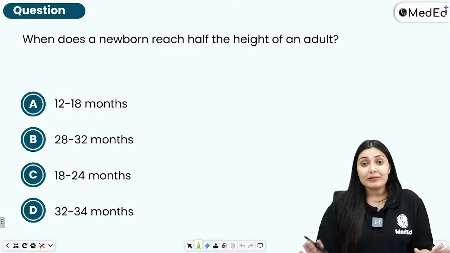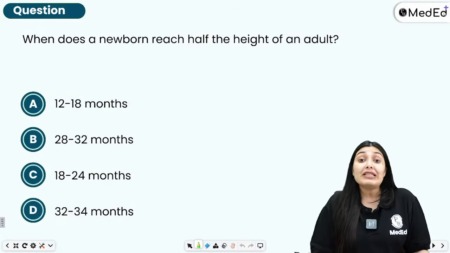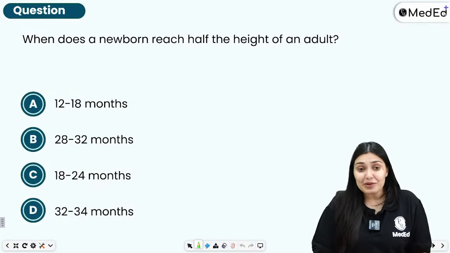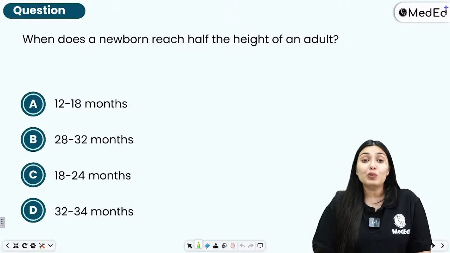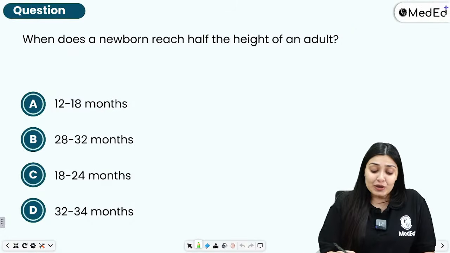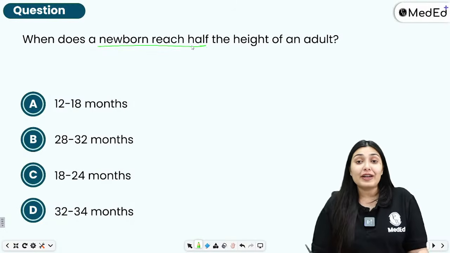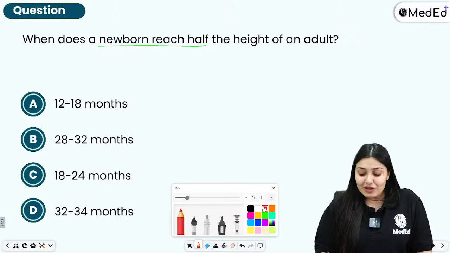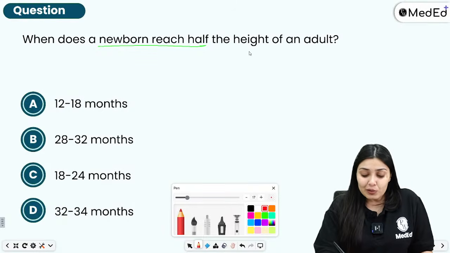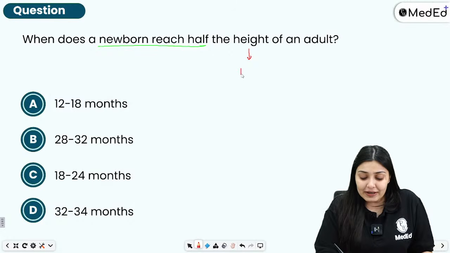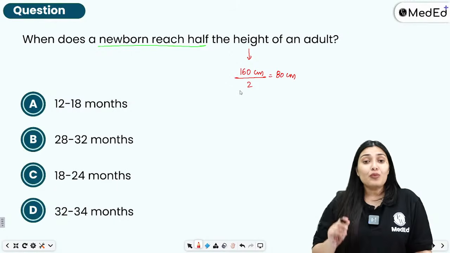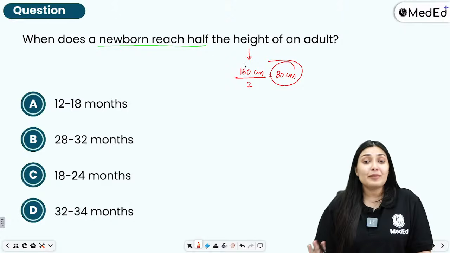Another plain growth question. When does a newborn reach half the height of an adult? The options are 12 to 18 months, 28 to 32 months, 18 to 24 months, and 32 to 34 months. If we take the average height of an adult, it would be around 160 centimeters. If you divide that, it comes to 80 centimeters. So when does the child reach 80 centimeters, they are asking.